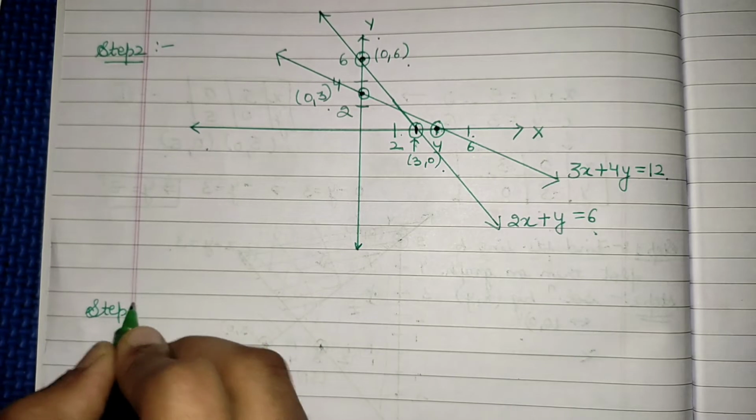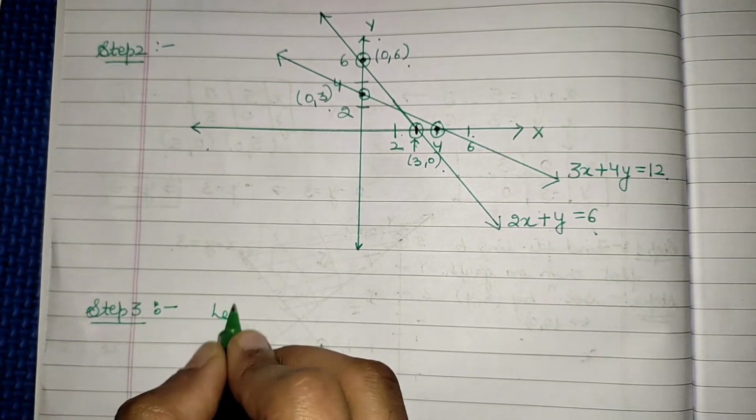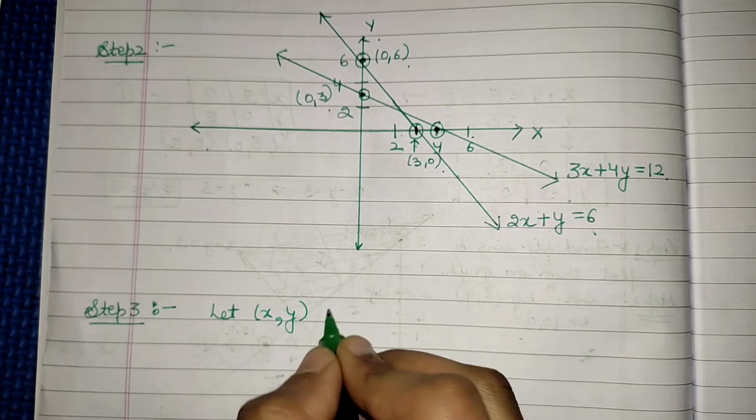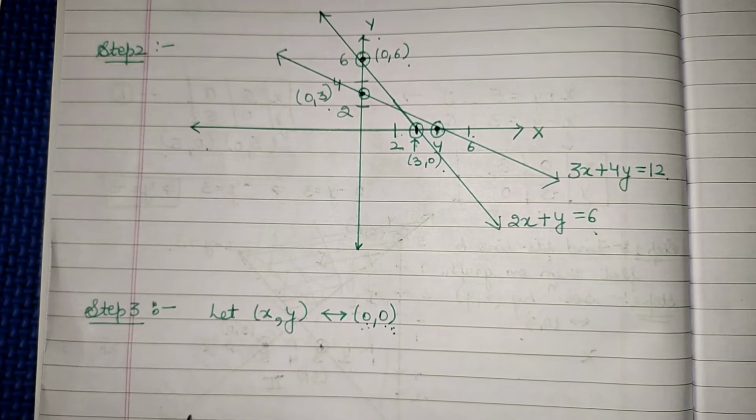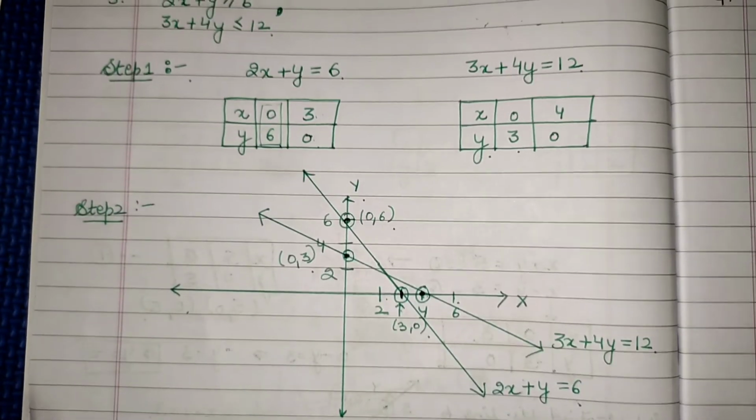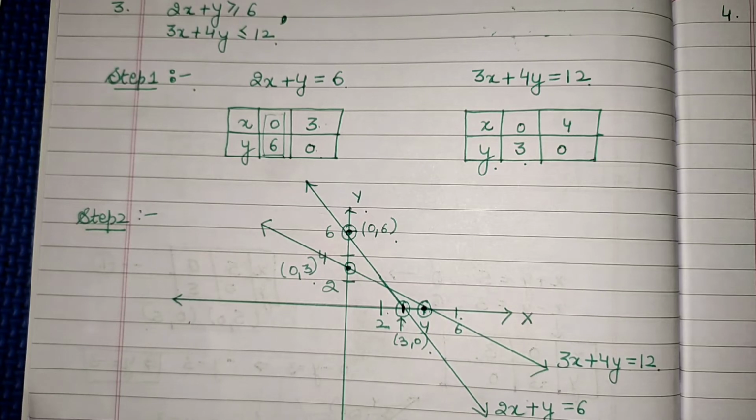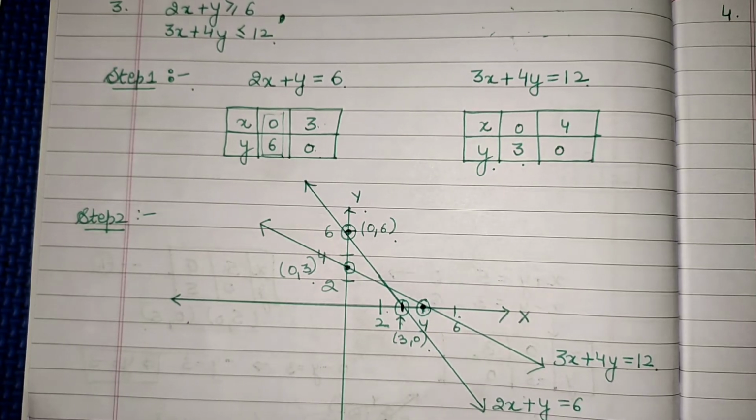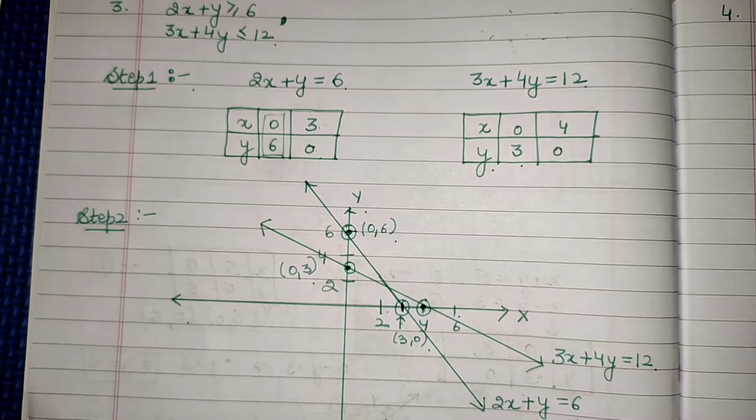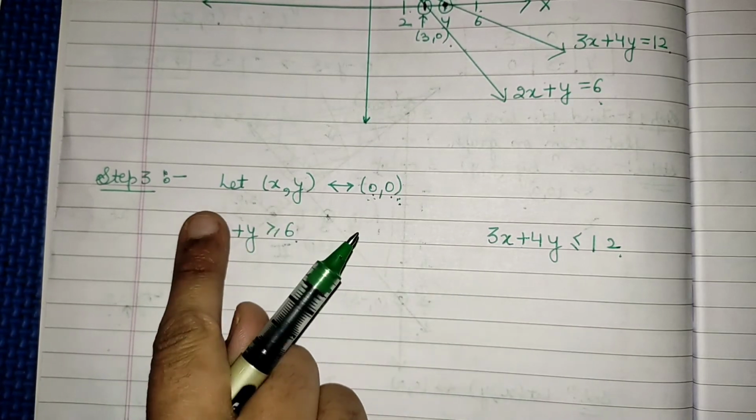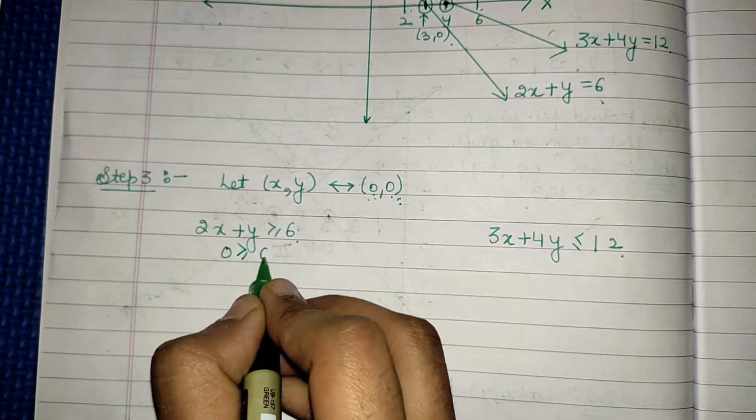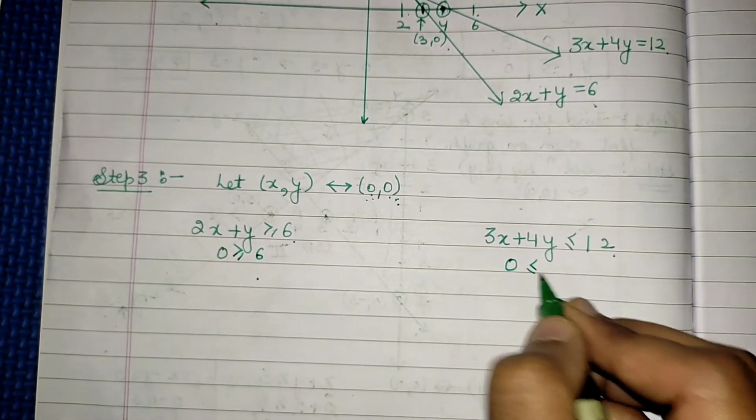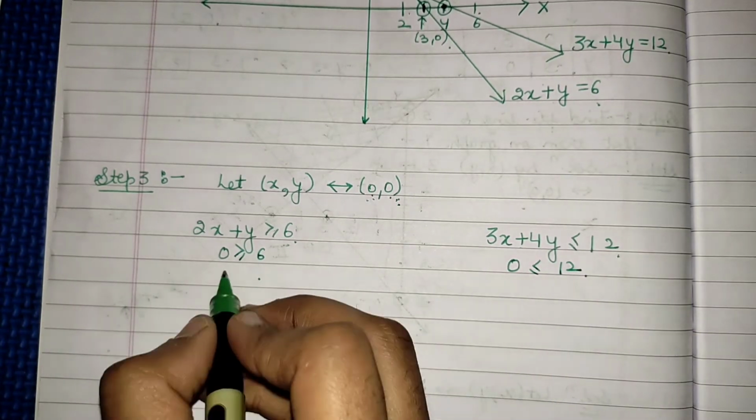My step number 3 is that I have to first imagine that x, y is equal to 0. So if my x, y is approximately equal to 0, then I will put this value in my inequalities. My first inequality is 2x plus y is greater than or equal to 6, and the second one is 3x plus 4y is less than or equal to 12. So put the values. If x is equal to 0 and y is equal to 0, then 0 is greater than or equal to 6, and here I will get 0 is less than or equal to 12.